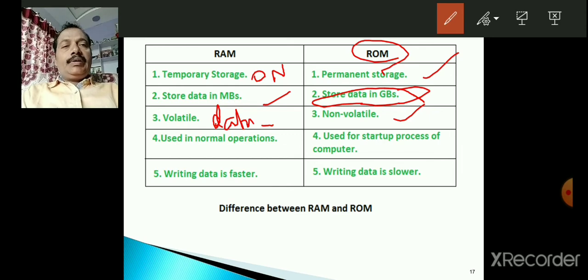So the fourth point: RAM is used in normal operations and ROM is used for the startup process of the computer. That means operating systems and programs are stored in the ROM. With RAM, writing the data is faster, that means fast accessing is possible, and with the ROM, writing data is slower. That means you require additional circuitry to write the data, that is a CD writer, like that.